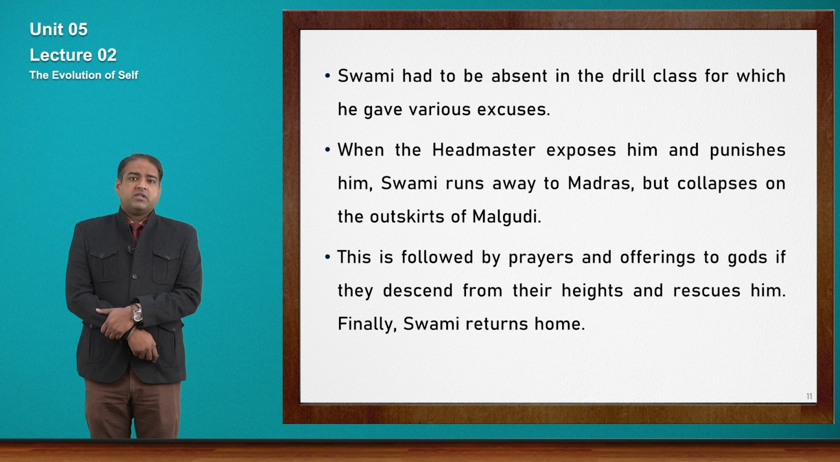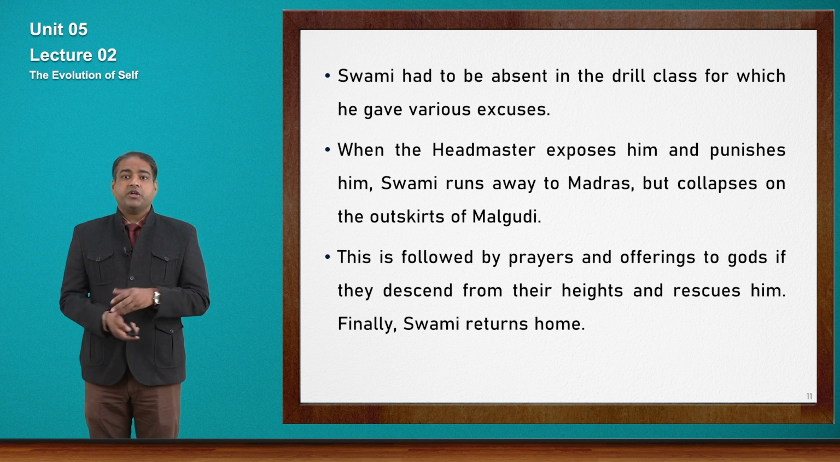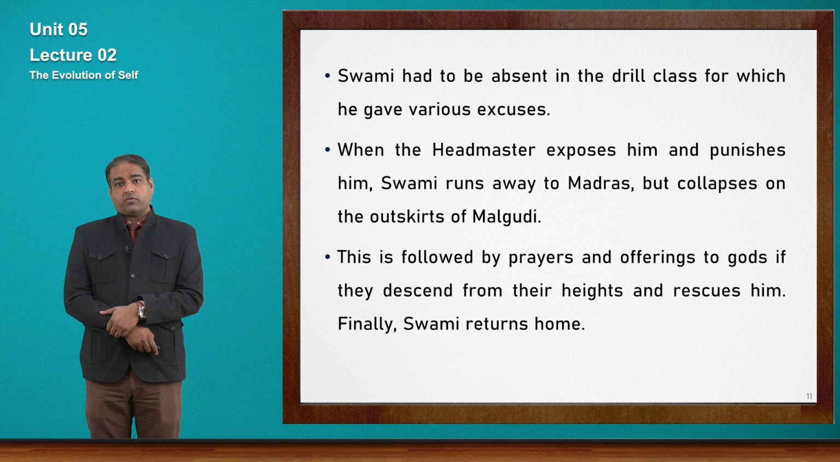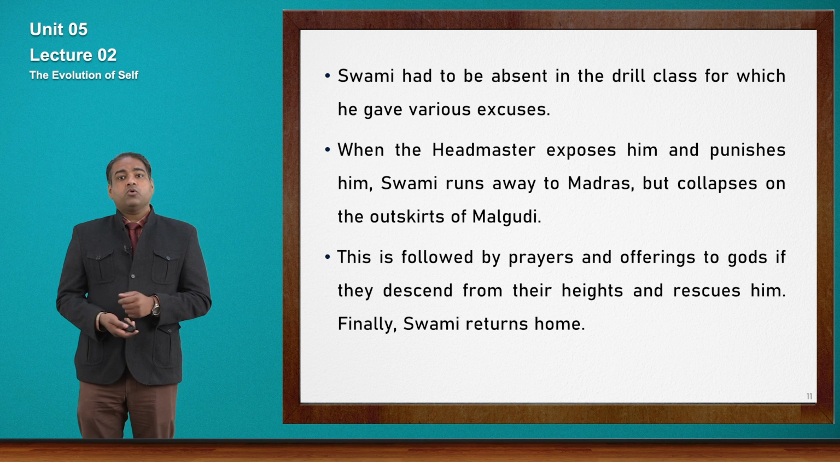Swami feels so offended by that situation that he runs away to Madras. He wanted to leave Malgudi. He wanted to go to Madras. Madras was a very, very big city for a child. But he collapses on the outskirts of Malgudi. Somewhere outside his village, he collapses on the ground because he had no money.